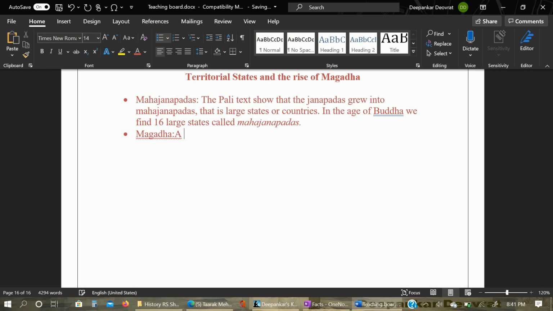So the Anga kingdom covered the modern districts of Munger and Bhagalpur. The Anga kingdom had its capital at Champa, and the kingdom was swallowed by its powerful neighbor Magad.